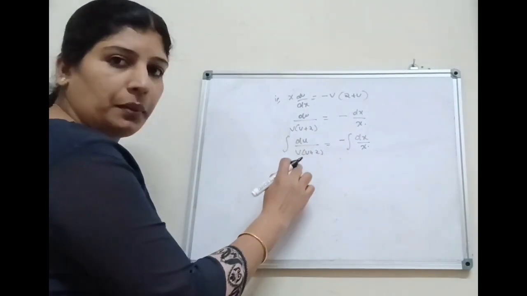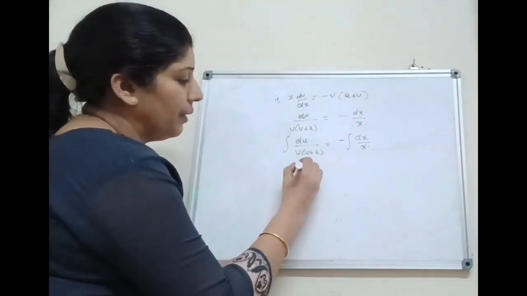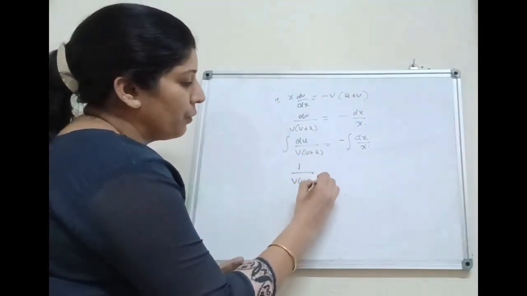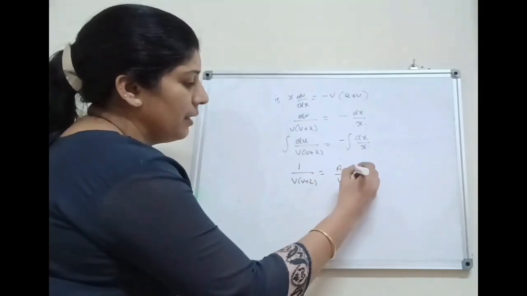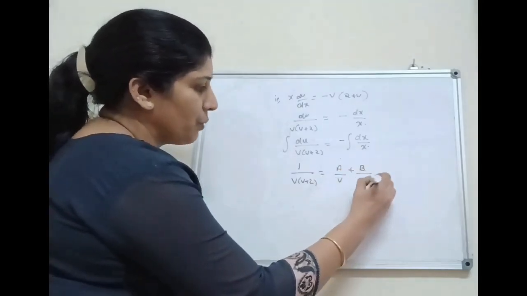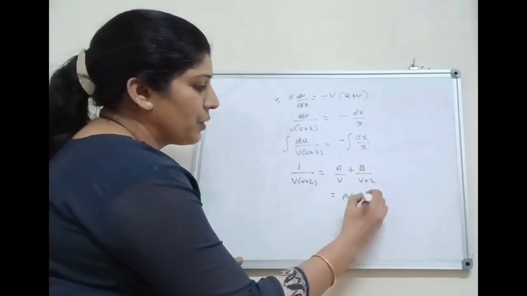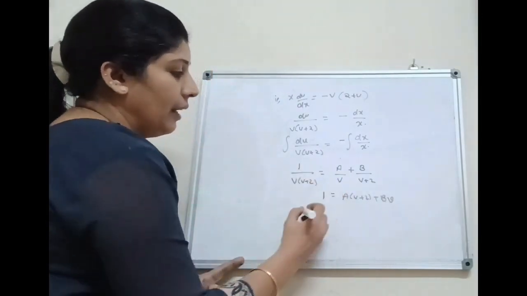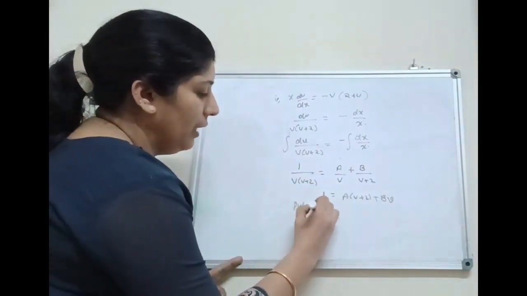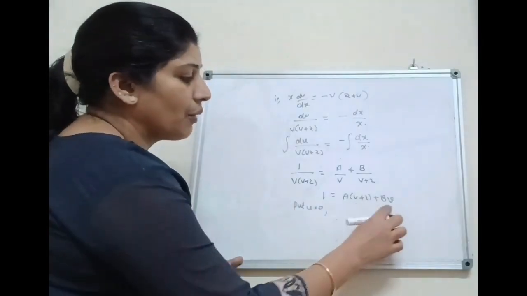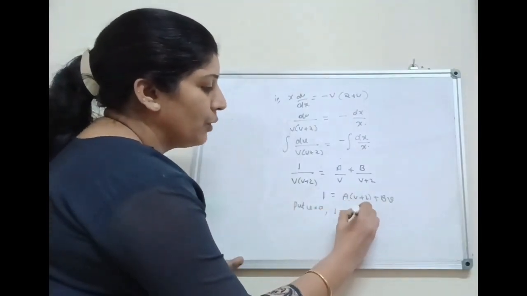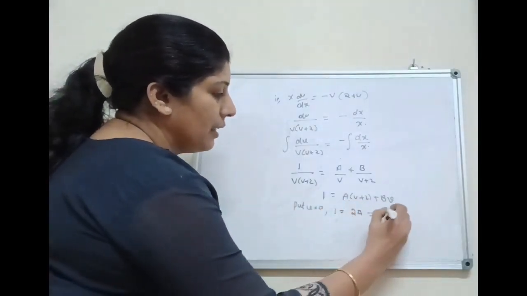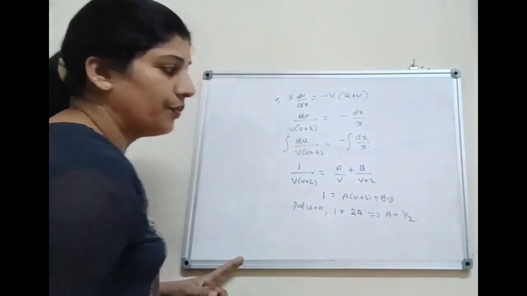LHS integral dv by v into v plus 2. That is, 1 by v into v plus 2 equal to what? A by v plus b by v plus 2. That is equal to a into v plus 2 plus b into v equal to 1. The numerator is 1. Next, put v equal to 0. We get 1 equal to 2a. Therefore, that implies a equal to 1 by 2.